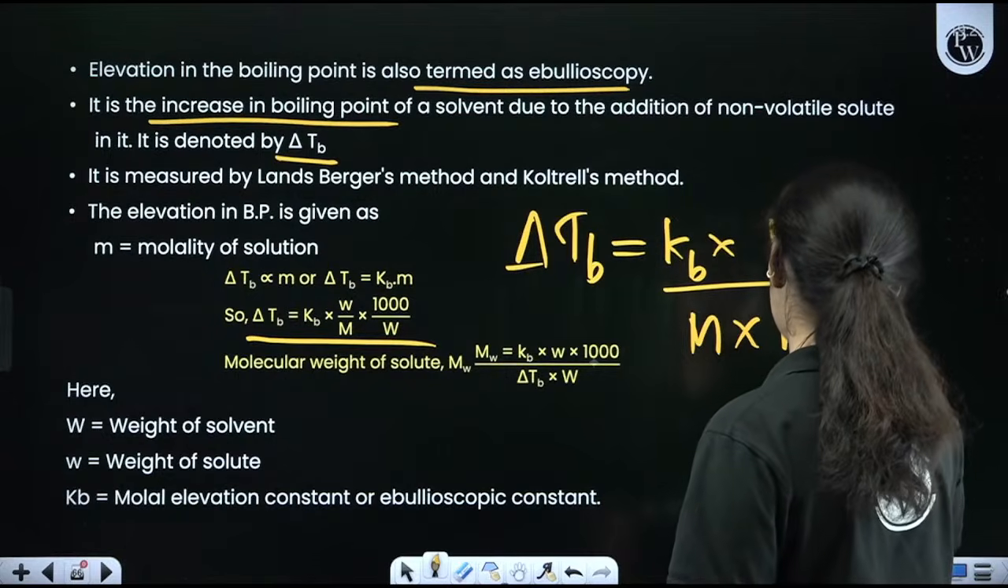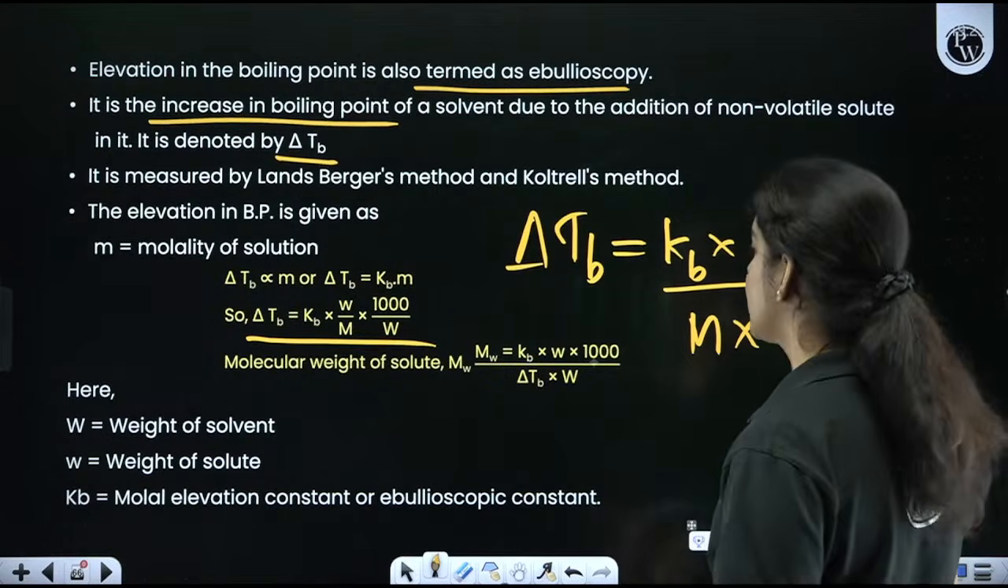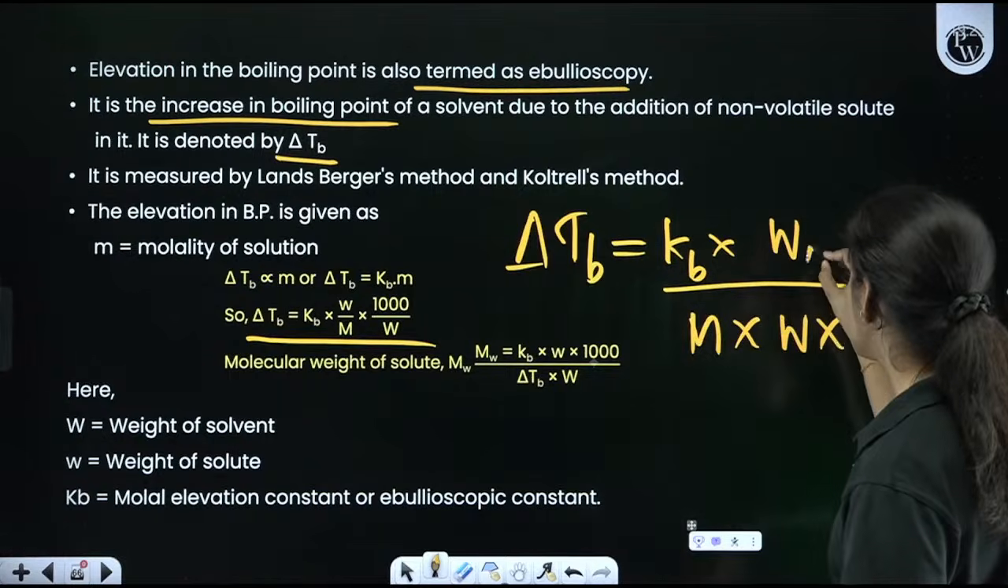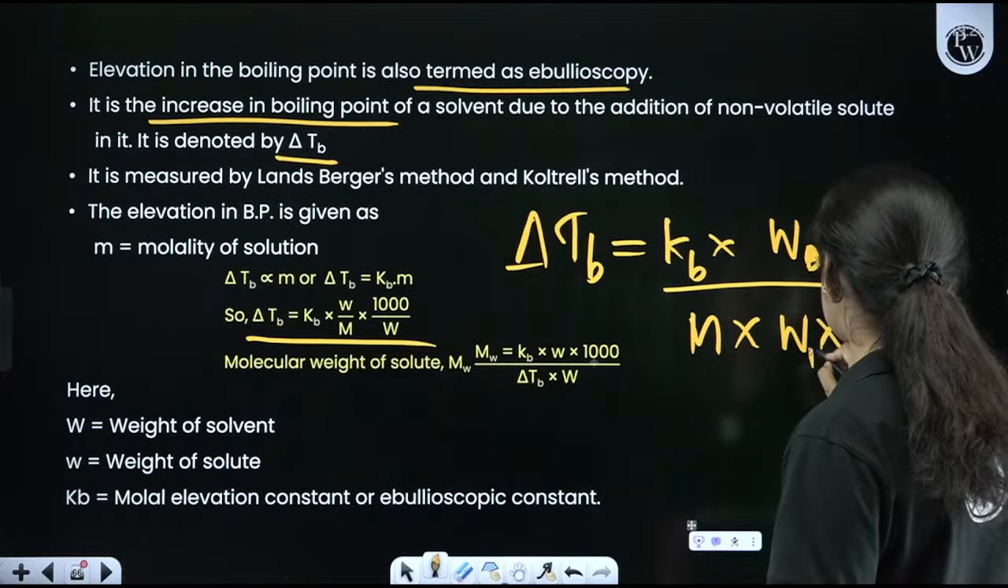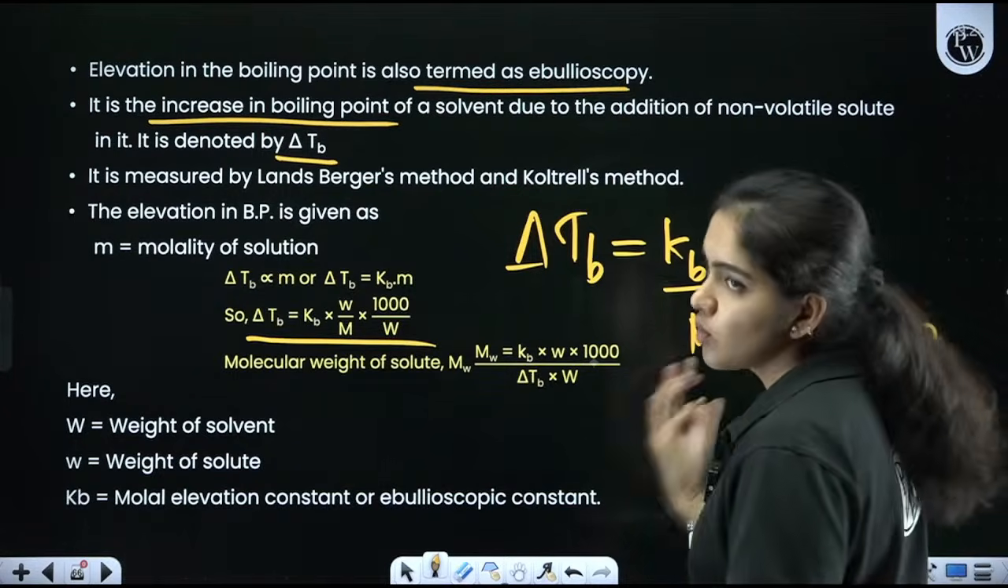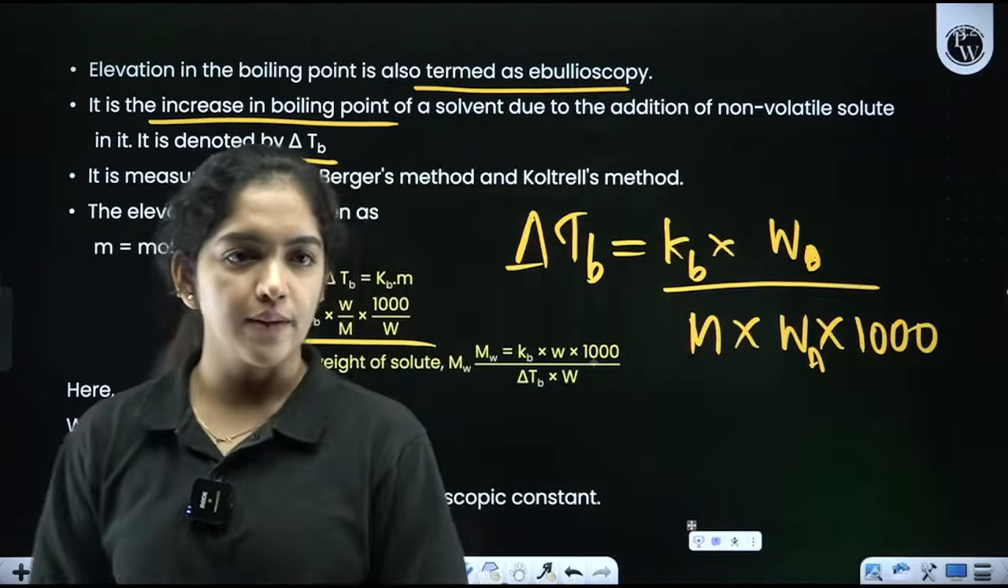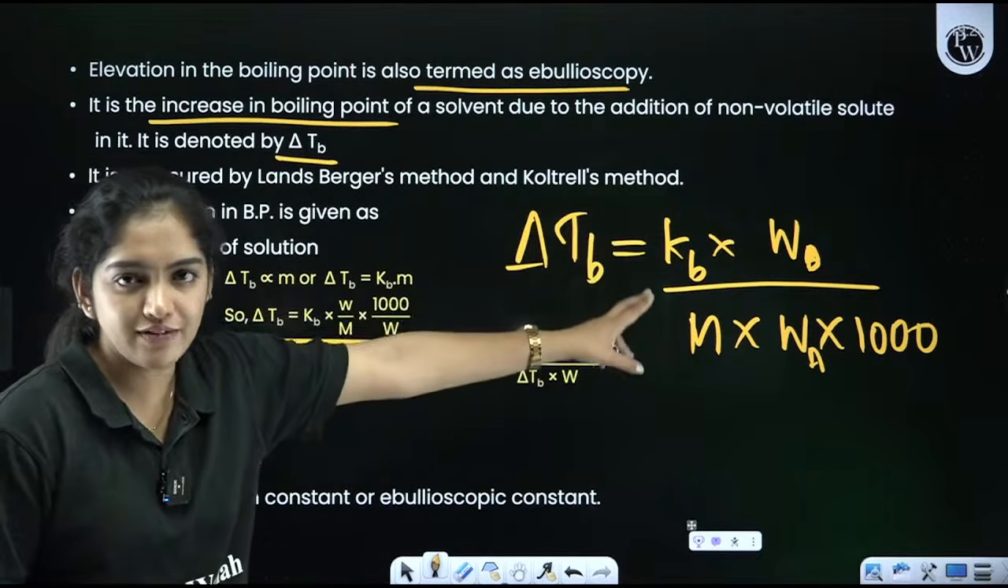That means W into 1000. Okay, so both are different. This is for B and this is for A. A is solvent and B is solute. Okay, clear? So learn that equation. That will be very, very useful for you.